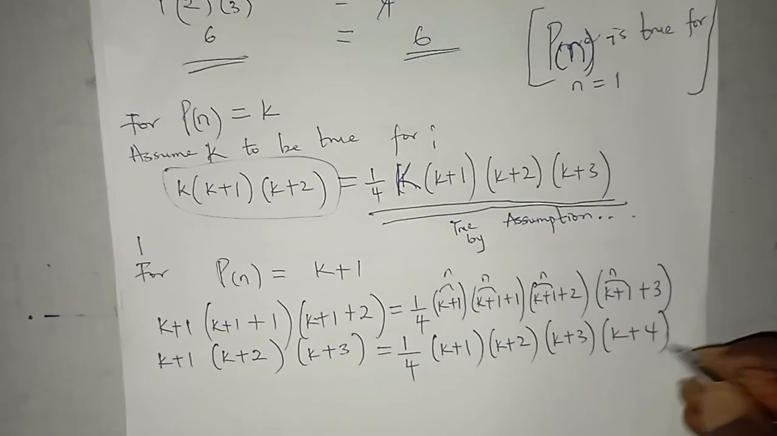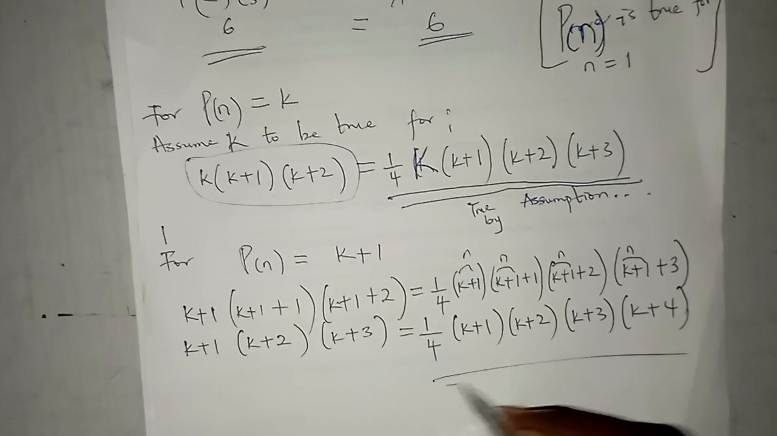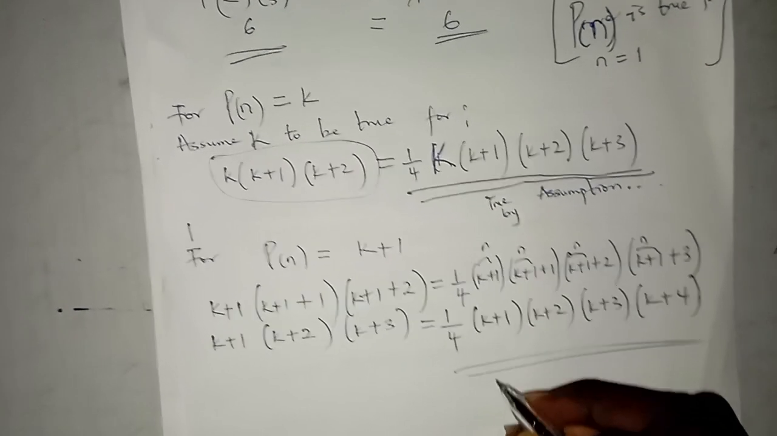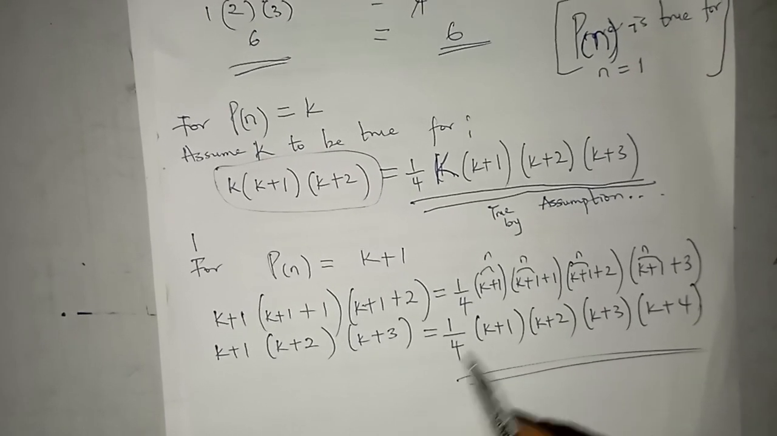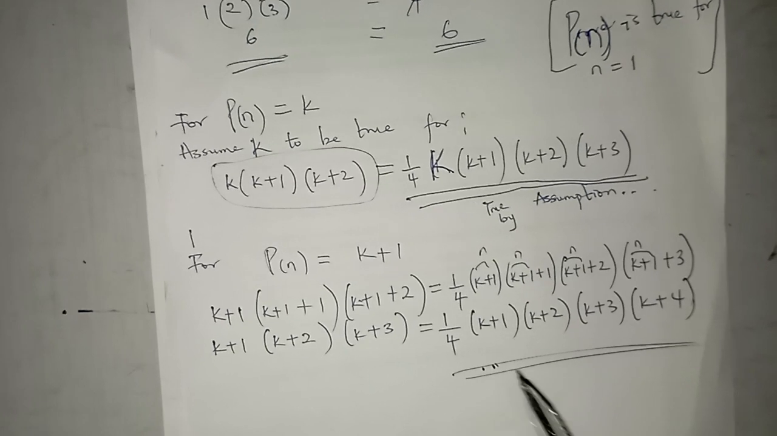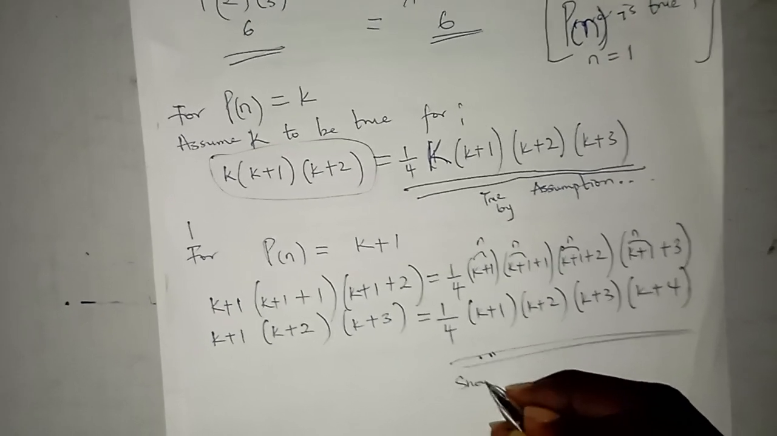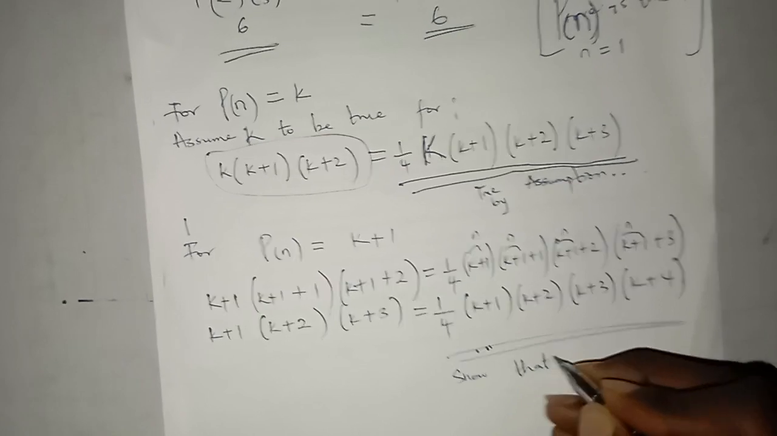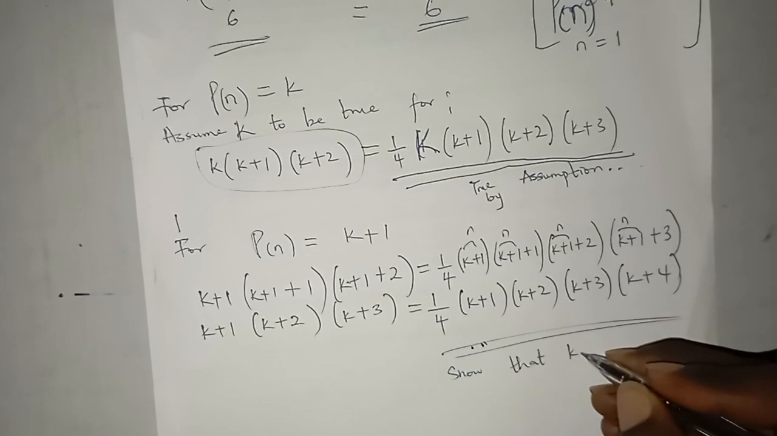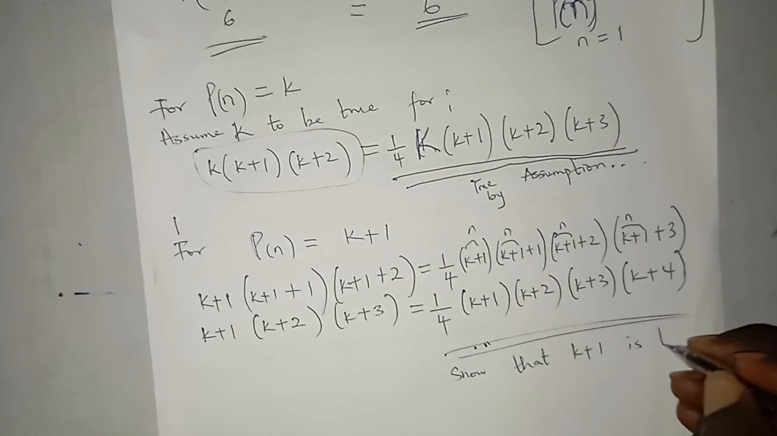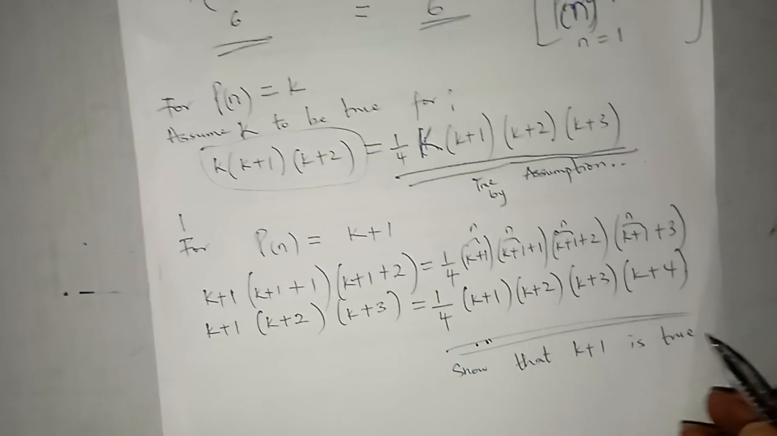You see this thing I have here? This is what you will now show. So we need to make sure that we are now showing that this thing is true. We show that what we have here on the right hand side, k plus 1, is true. So this thing we have on the right hand side, that's what we need to show.